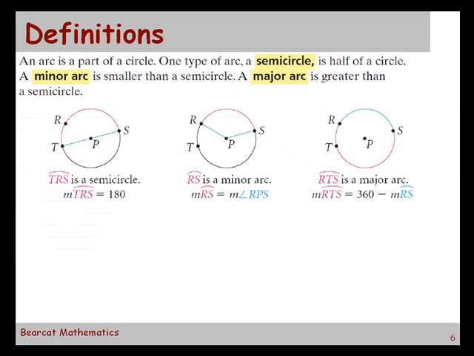Now we get into arcs. An arc is nothing more than just a part of a circle. There's different kinds of arcs. There's three different kinds. There's the one you're probably most familiar with, and that's the semicircle. Semicircle is just half a circle, correct? It's 180 degrees or half the circle. There's a minor arc that has to be smaller than a semicircle, and then there's another type of arc we name a major arc that's bigger than a semicircle.